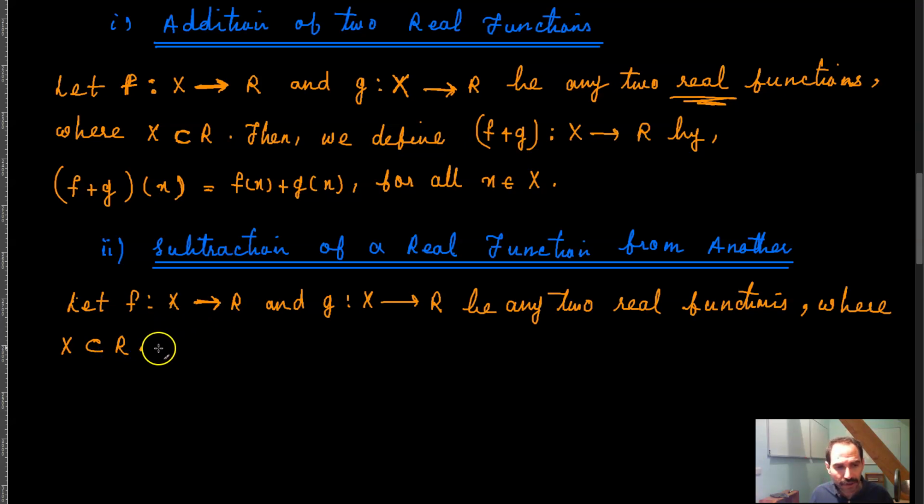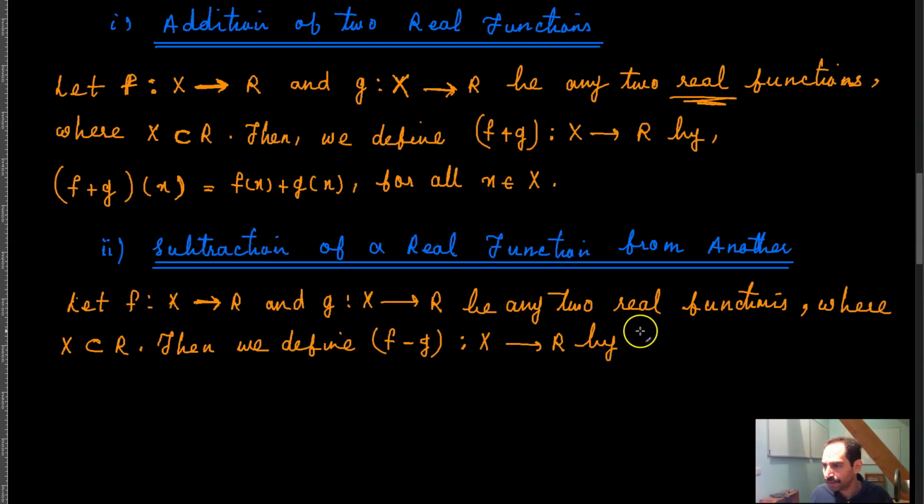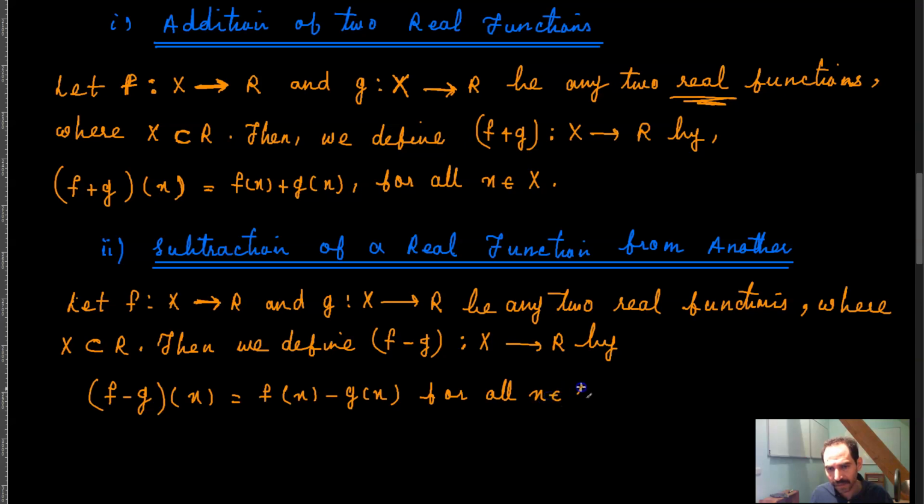Then we define f minus g as a function from X to R by (f minus g)(x) is equal to f(x) minus g(x) for all x belonging to X. That is the subtraction of basically a real function from another real function.